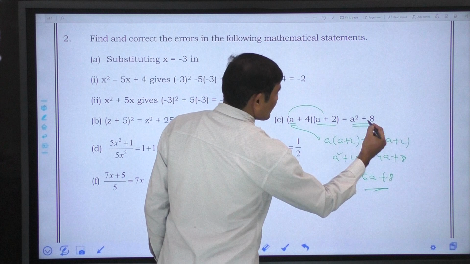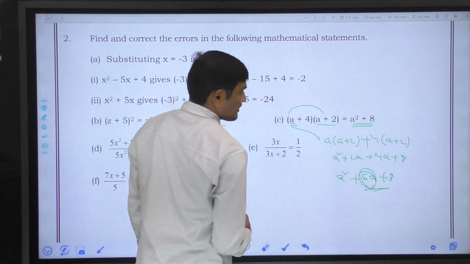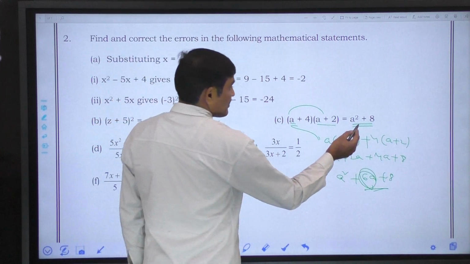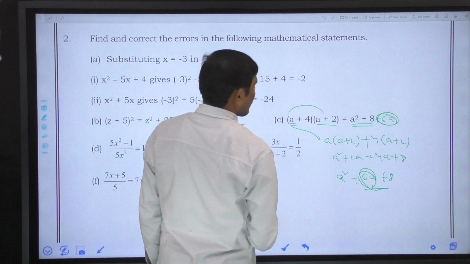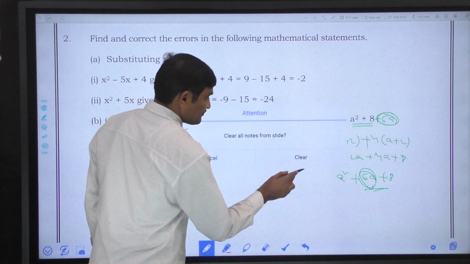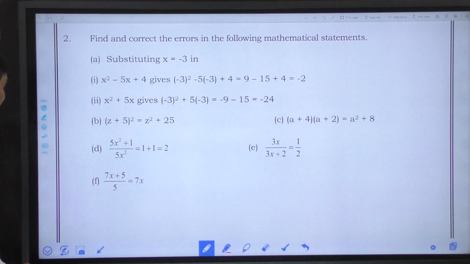But what is given? a² + 8. So which one did you forget? You forgot 6a. There is the mistake. So plus 6a is also there. This one you forgot. There is the mistake.